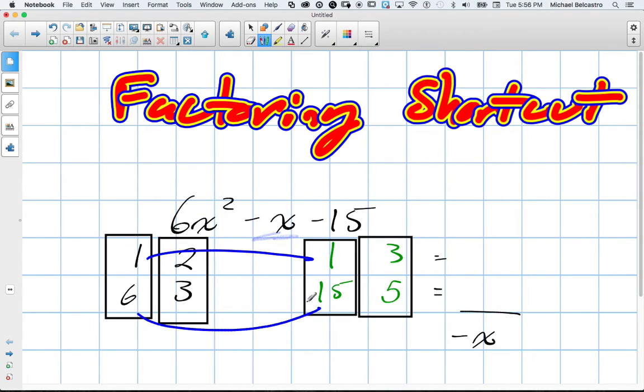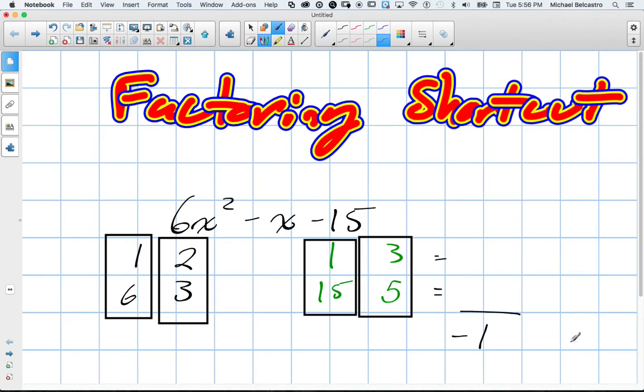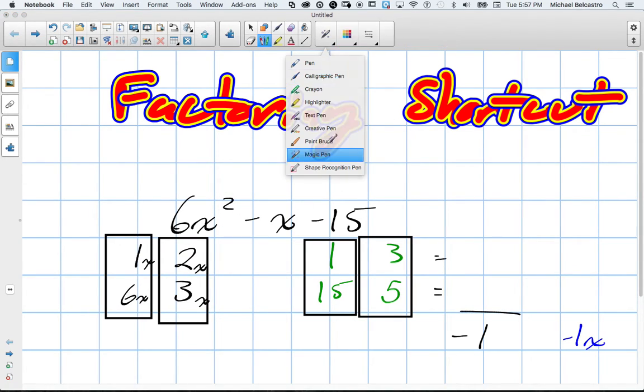1 times 1, 6 times 15, that's going to be 90, I think. So 90 and 1, if one's a negative and one's a positive, do they add up to negative 1? Not even possible. Now I've written x here. Really, I should write it as negative 1x, which means I could have broken these into x's also, 1x times 6x, 2x times 3x, because it's technically x times x that makes that square, but we're just focusing on the values, okay? Sorry, that was a tangent.